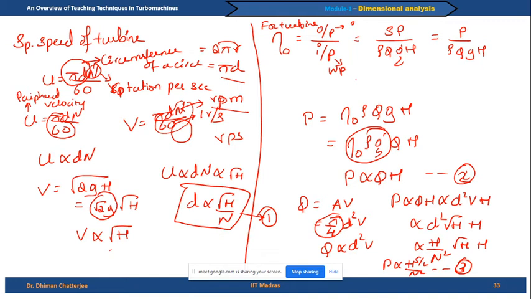So we will start with the U equal to pi D N by 60 formula. This formula I explained how it came, so I will not go into that again. U equal to pi D N by 60 is the formula we will start with. Now, what is U equal to pi D N by 60? Now, pi by 60 is constant.